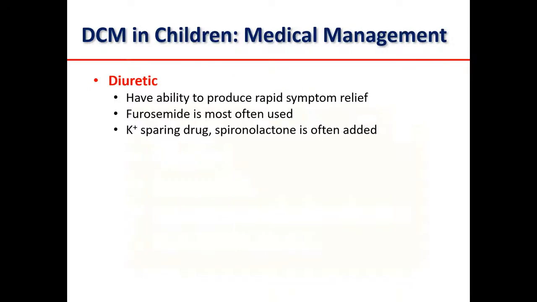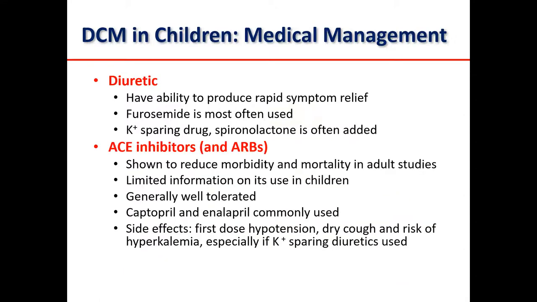So diuretics, I think we all are very familiar, produce rapid symptomatic relief and must be used in patients in heart failure. We most often use furosemide. Spironolactone has been shown to reduce mortality in adults with DCM, but such data is not available in children.